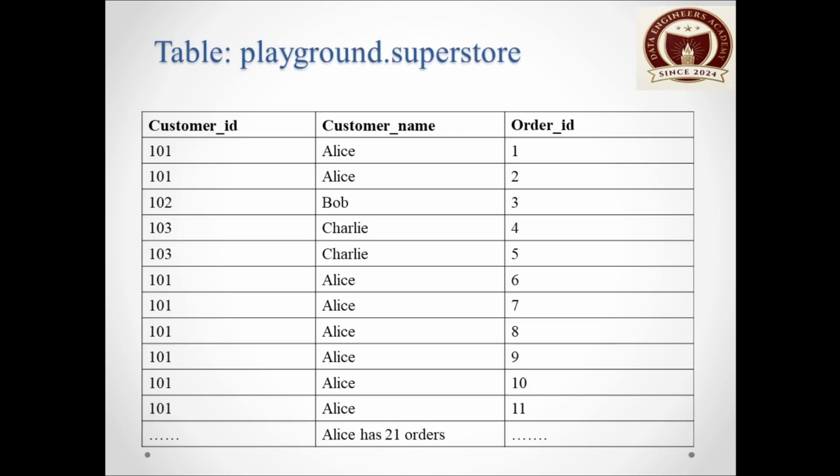Now, let's look at the playground.superstore table. This table contains the customer order details. Here we can see the customer_ID, customer_name, and order_ID columns. Notice that the same customer appears multiple times because each row represents a separate order. Our objective is to count the number of orders placed by each customer.